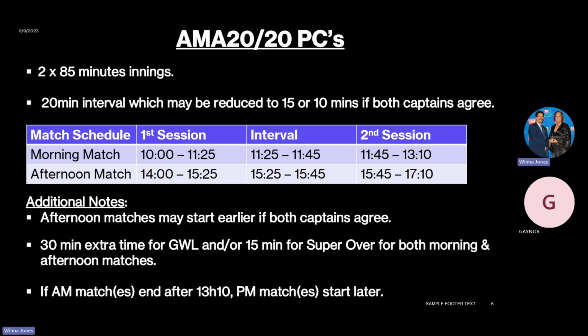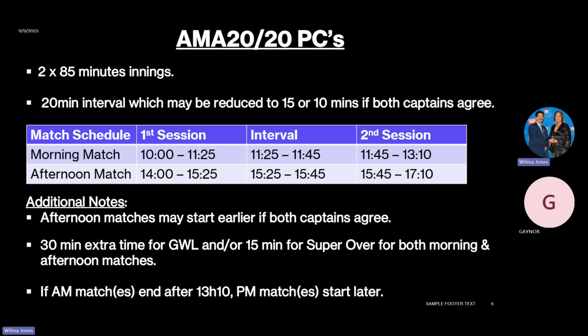In terms of your timings, the morning match will start at 10 o'clock till 11:25. Your interval will be 11:25 to 11:45. Your second session will be 11:45 to 13:10. Your afternoon match will start at 1400 hours, or 2 o'clock, 2 p.m., till 3:25. Your interval will be 3:25 till 3:45. And then your second session will be 3:45 till 17:10.